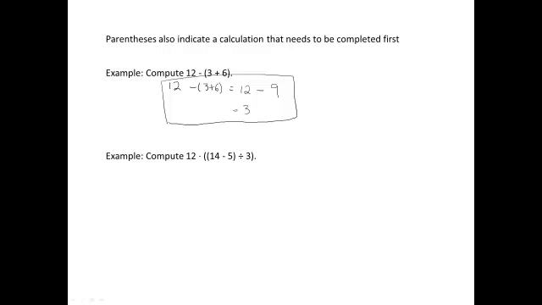Example, compute 12 times parentheses 14 minus parentheses 5 divided by 3. Here we have parentheses inside of parentheses, and the way we approach this is that we go to the innermost first and work our way out. 5 divided by 3 is handled first, then 14 minus that value, and finally 12 times the result.